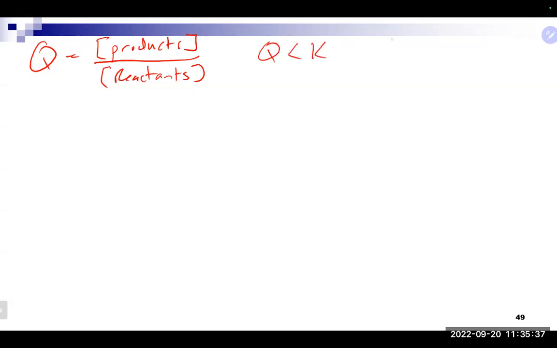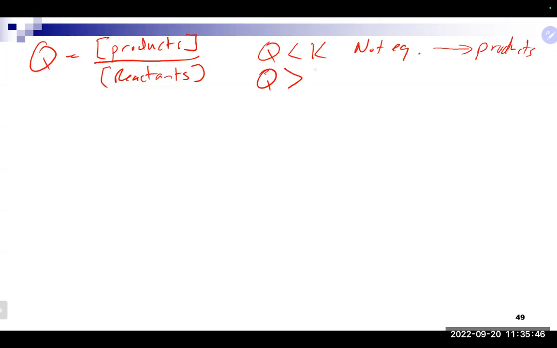Remember that Q is calculated the identical way as the equilibrium constant, which means you take your products and divide by your reactants. You use the coefficients as exponents, the exact same thing as with the equilibrium constant. If you calculate Q and it is less than K, you are not at equilibrium, and to reach equilibrium you need to make more products.